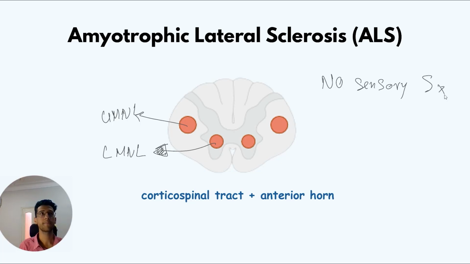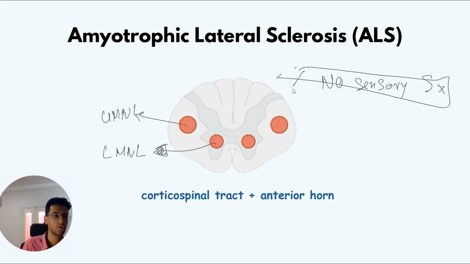If the vignette mentions bowel or bladder dysfunction, paresthesia, radiculopathy, or pain, if any of this is mentioned, the answer will not be amyotrophic lateral sclerosis, because the most important part is that this condition doesn't include sensory symptoms. And this can help you differentiate it from other conditions like multiple sclerosis, which is disseminated in space and in time. Okay.